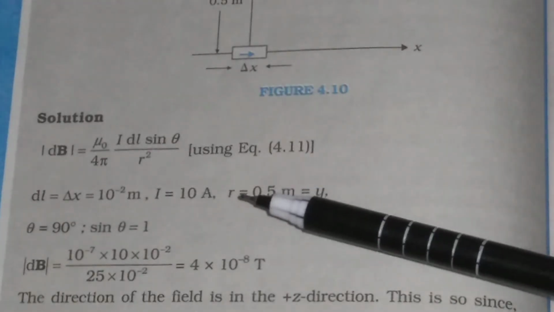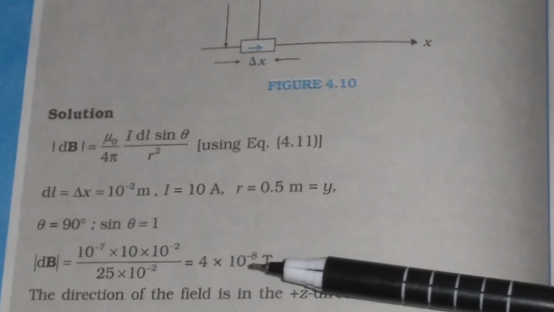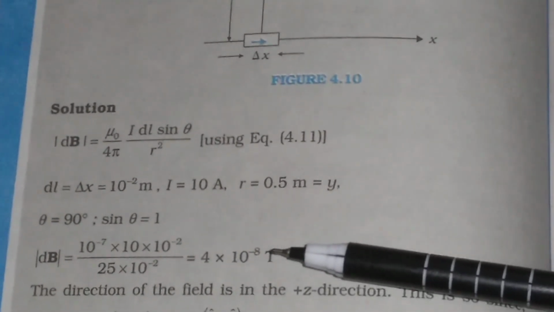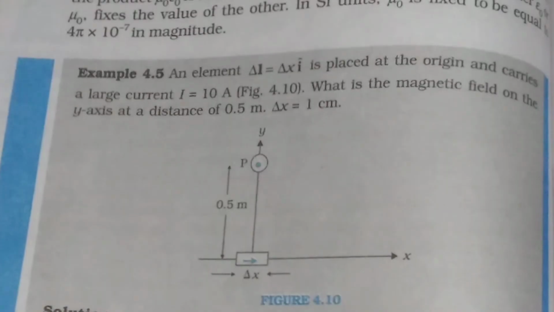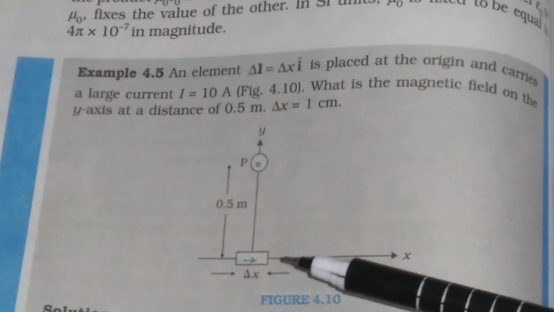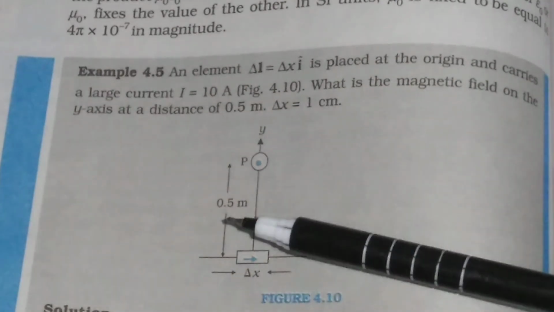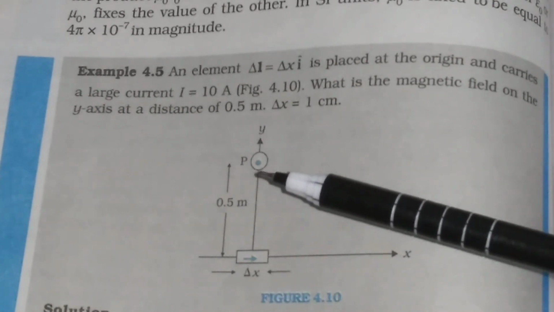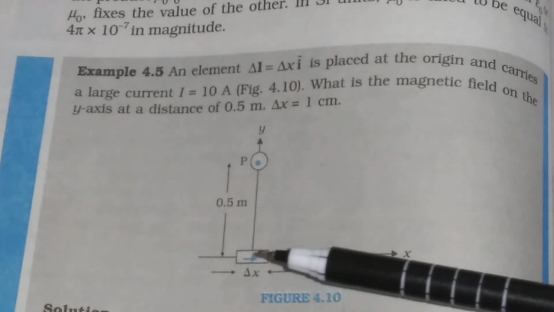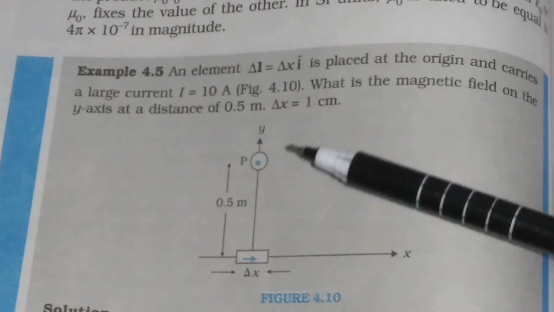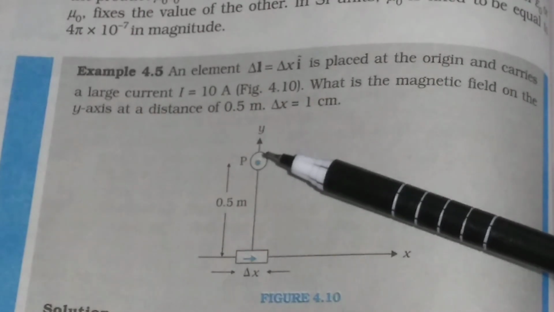And if you note the magnitude of the field, it is of the order of 10 to the minus 8 Tesla. That means the magnitude of the field is very small. That means if you give a very large amount of current of the order of 10 ampere, then at a distance 0.5 meter, which is very small distance from this current, the magnitude of the magnetic field produced is a very small value.